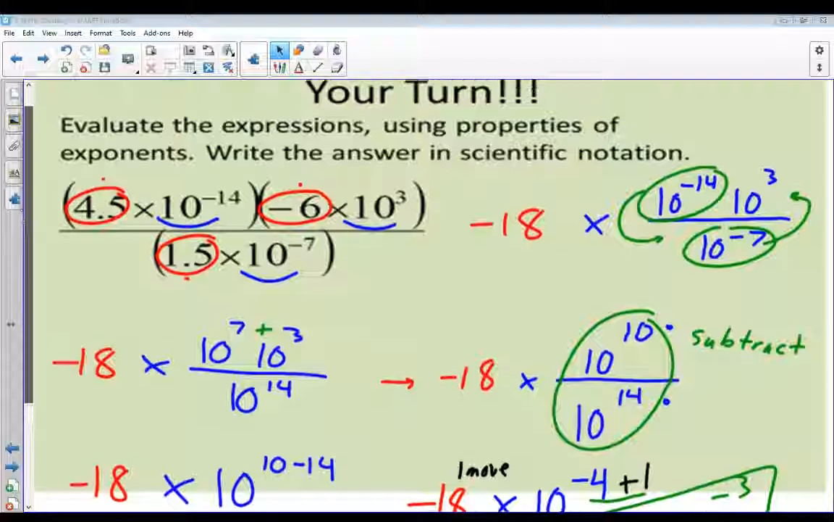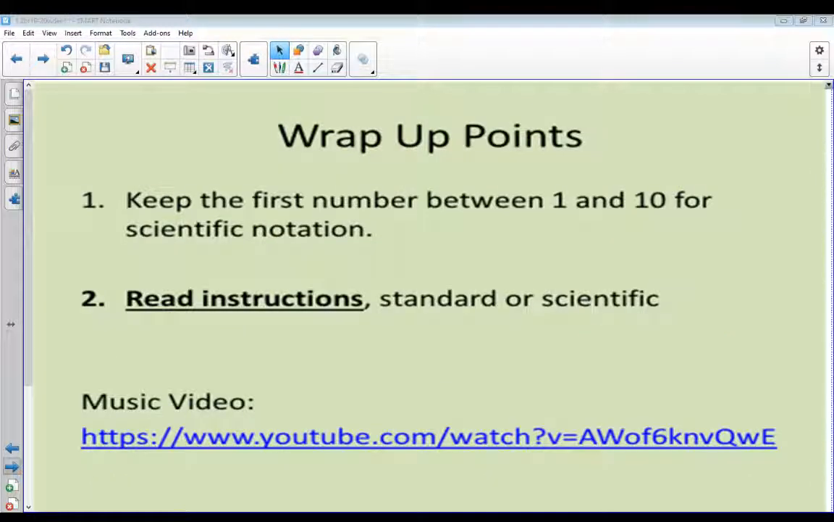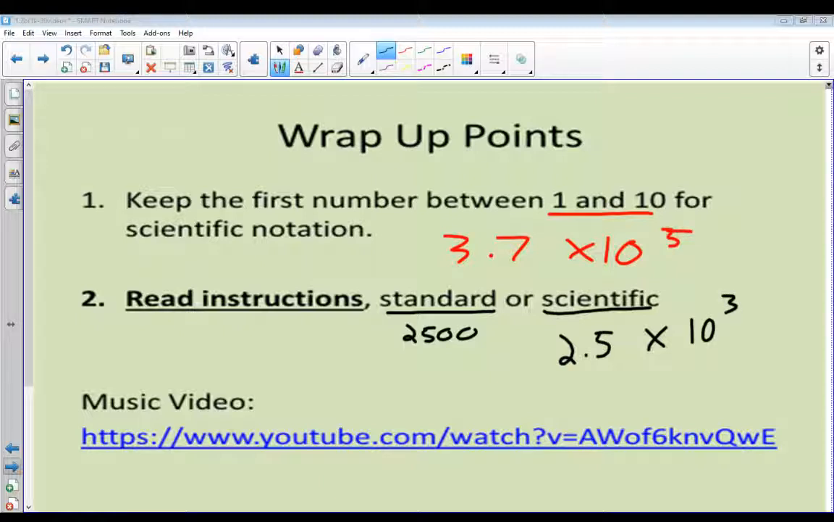And just like that, congratulations! You now know how to take care of numbers in scientific notation. So just some wrap-up points. Again, make sure the number in the front has to stay in between 1 and 10 for any scientific notation answer. And also on the online homework, please make sure you read the instructions. If it's asking for the standard answer, it's going to be looking for the normal answer. If it's looking for the scientific answer, it wants, well, the scientific notation answer. So in other words, 2.5 times 10 to the third in this case. So just read the instructions carefully and you should be all right.